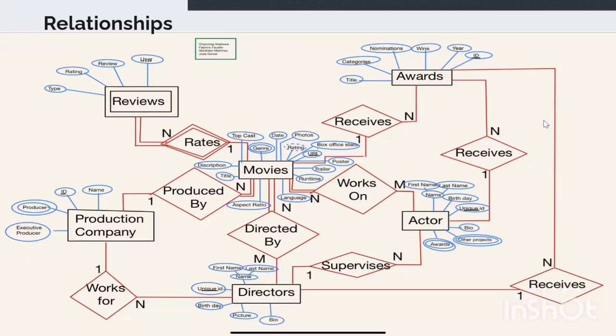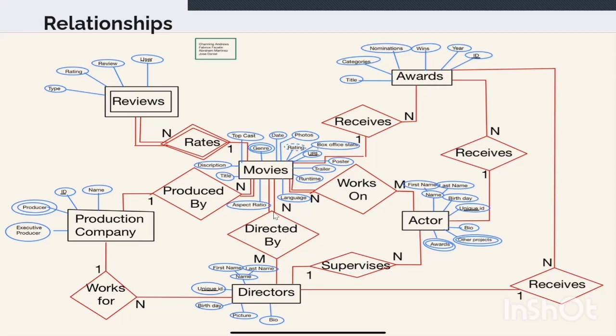Continuing the discussion, I'll be talking about the relationships in our ER diagram. I will also be talking about the cardinality ratio and the total and partial constraints. So our main entity, movie, and our entity directors have a direct relationship. What is a relationship? The relationship is, in this case, represented by this rhombus form.